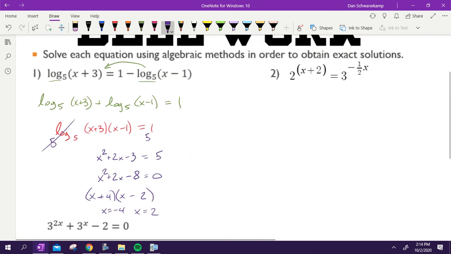Which answer do I actually want here? Just 2. Because if I took negative 4 and I would plug it right back in right there or right there, I'm going to get a negative argument. And I can't have a negative argument or even a 0 argument on logs. Make sense on the first one? Yeah. All right. Let's do the second one.